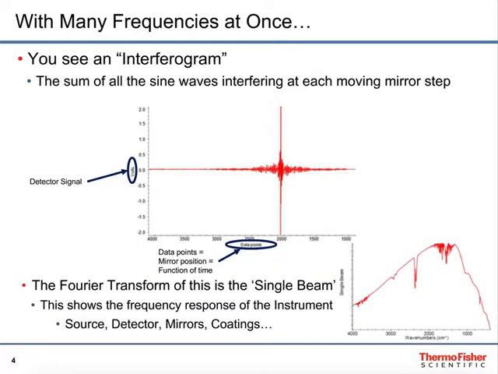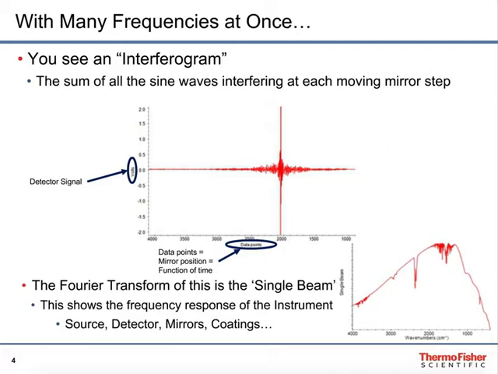In the FTIR, the situation is more complex because you have all the frequencies at once. And when this happens, as the mirror moves, you get something called an interferogram, shown there in the center. The large spot in the middle is called the center burst, or the zero crossing. That is the point at which the length of the two arms towards the fixed mirror and the moving mirror are the same, and all the beams would be in phase.